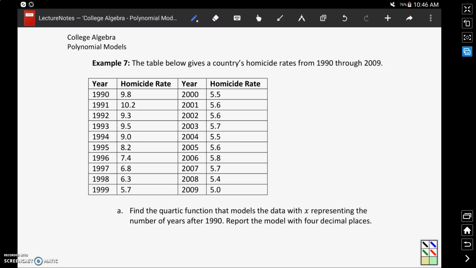In example 7, we're going to be asked to find a quartic function. It's a word that's not used terribly often, but whenever we talk about the idea of a quartic function, what we're referring to is a polynomial of degree 4. So this would be something of the form ax to the 4th power plus bx to the 3rd power plus cx squared plus dx plus e.